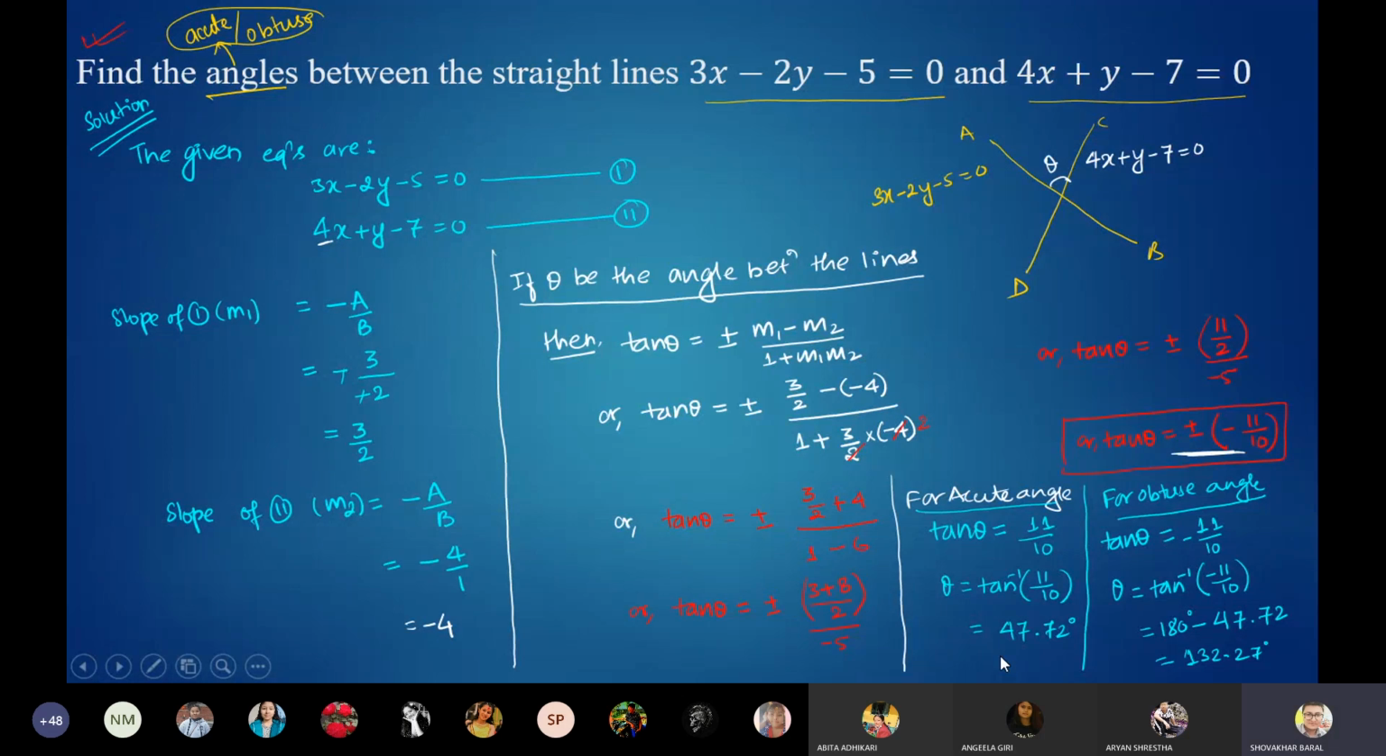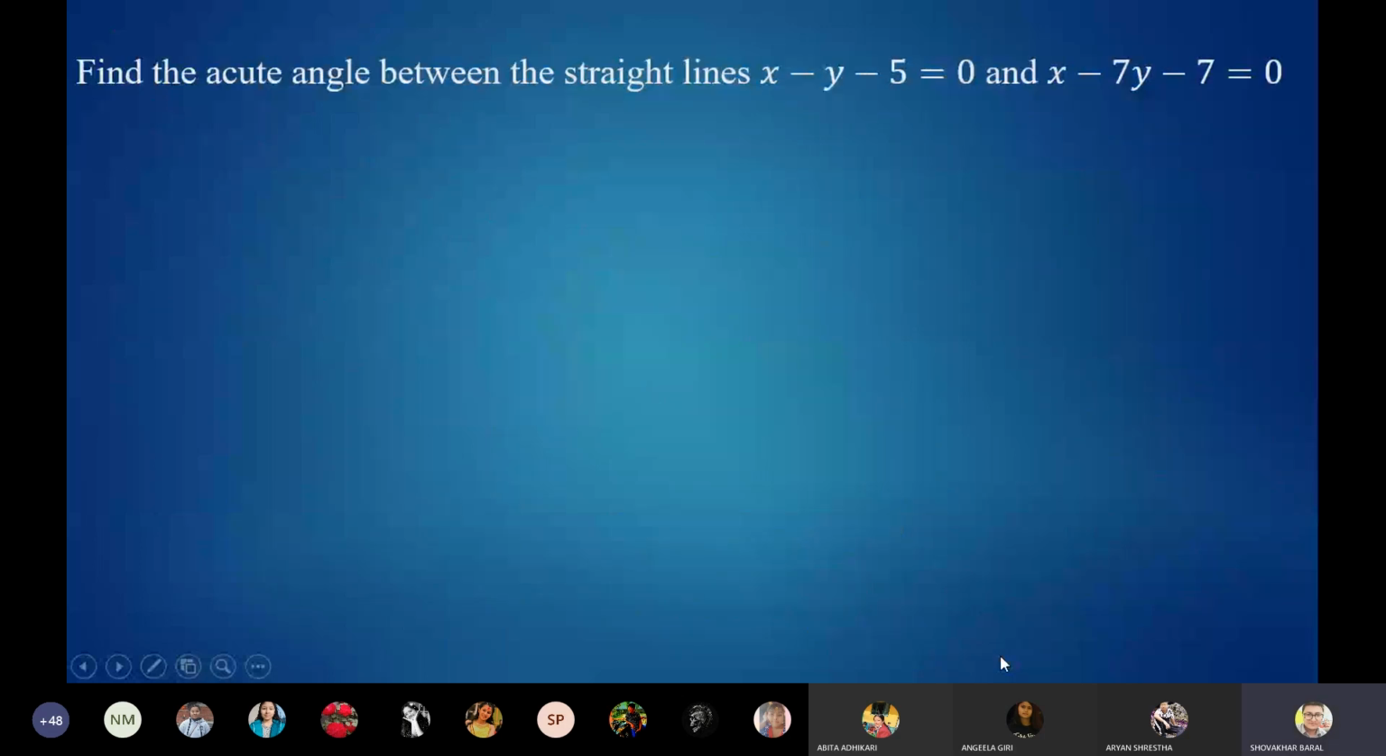Okay, have you copied it? Please let me know. Okay, in general, the question may ask you just to find the acute angle or to find the obtuse angle. I have solved it for both. So, next question I request you to solve yourself.